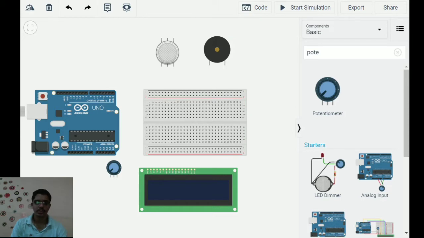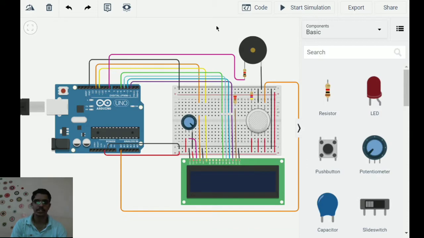Making the connections will take a lot of time, so I've already connected all the components of the circuit. This is the final product. So first of all, we will study the gas sensor. The bottom three pins are connected to the voltage of the Arduino, 5 volt. This pin and this pin are connected to the ground voltage 0, and this pin is connected to the Arduino to give the output of the sensor.